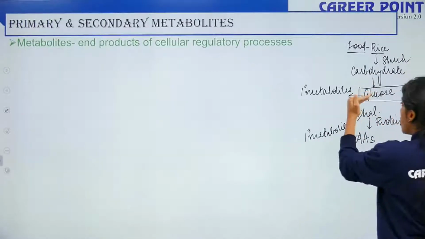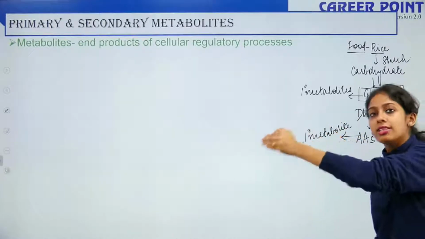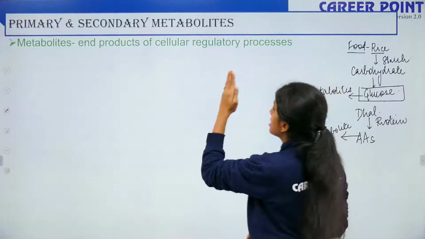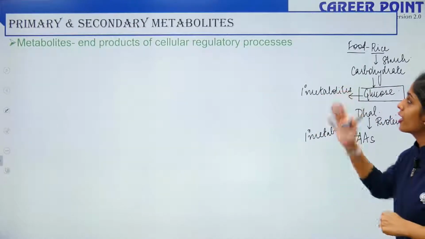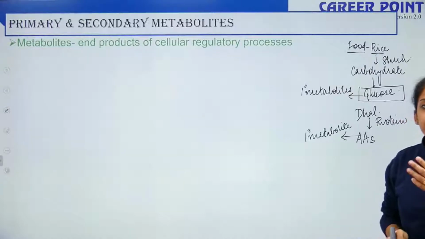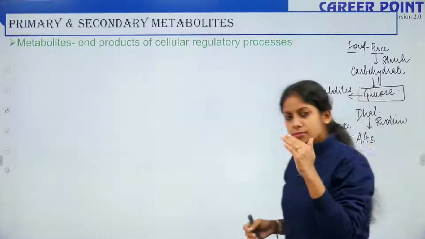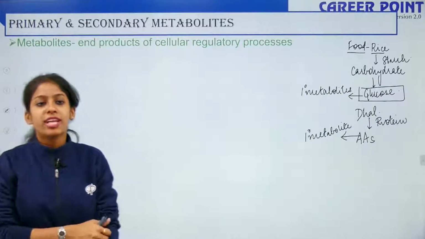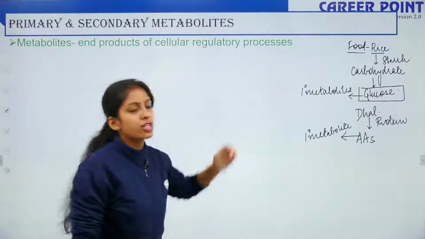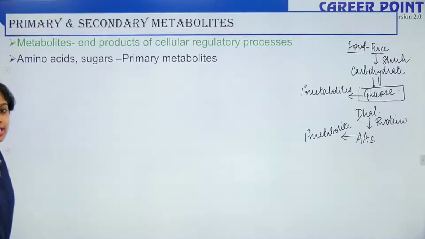Now, when the products of your primary metabolite are used to produce further pigments, scents, other storage components, that is your secondary metabolites. So metabolites at the end, they are the end products of cellular regulatory process. So this process is a must in your body. It happens every day because your rice is not utilizable by the body. That is why it breaks down into a form that is usable by the body, right? So this is your cellular process. The end products of your cellular process are known as your primary metabolites, like your amino acids, sugars, etc.